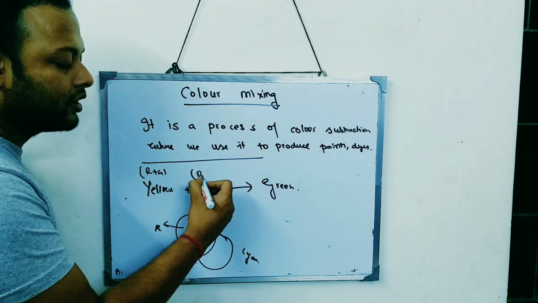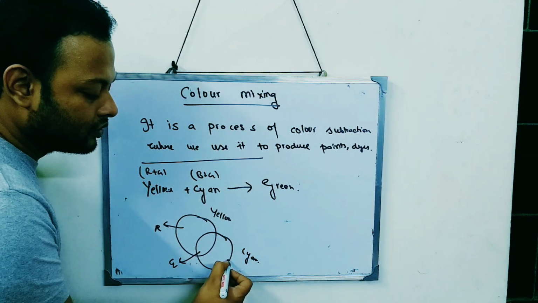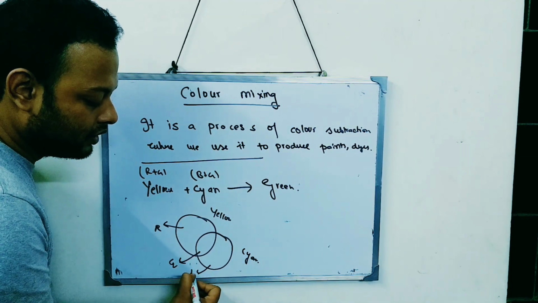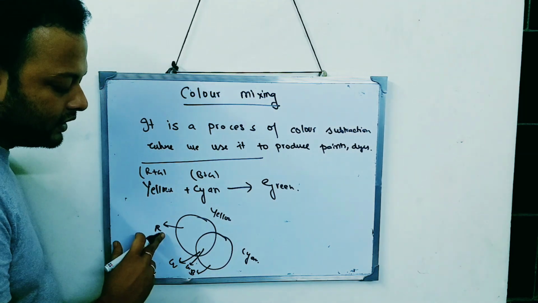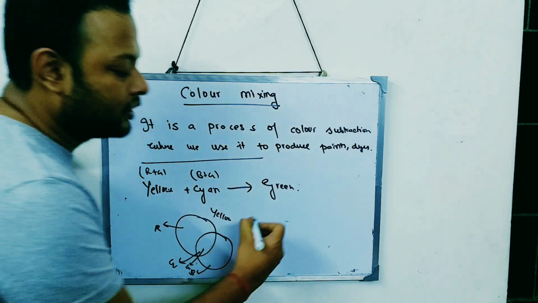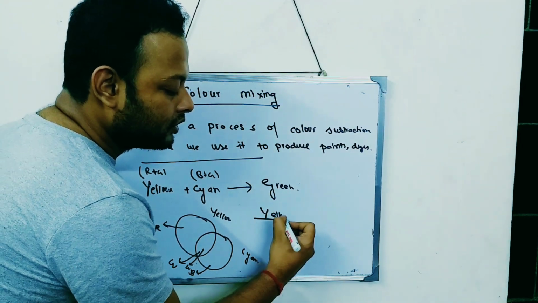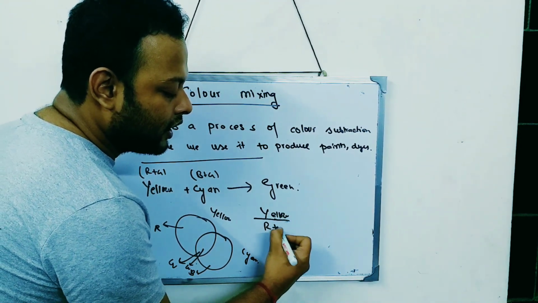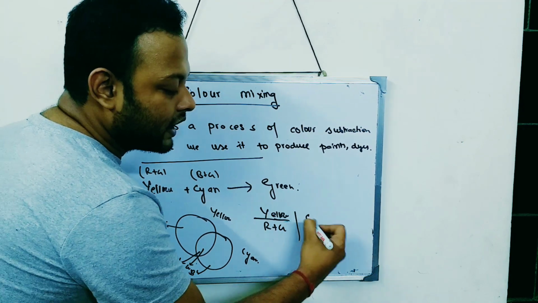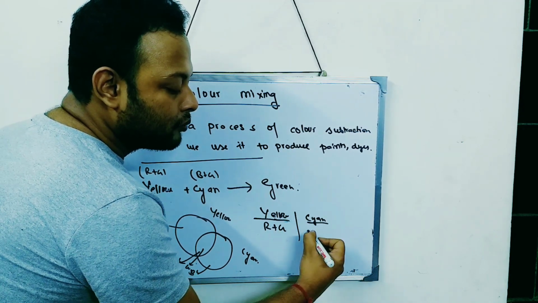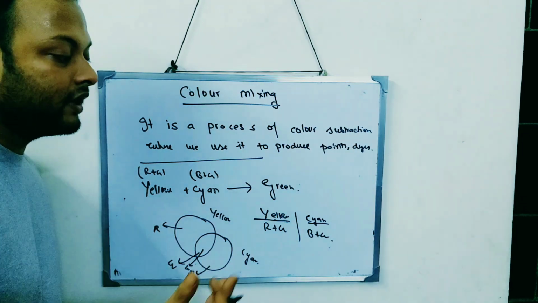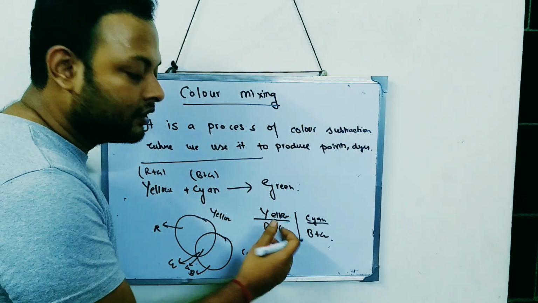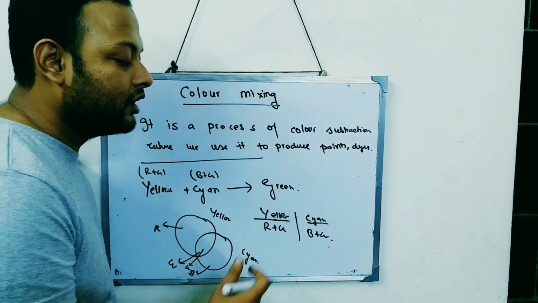Cyan is made up of what? Cyan is made up of blue and green, so cyan will give the blue color and also the green color. So you can see yellow gives red and green, and cyan gives blue and green. Yellow reflects red and green, and cyan reflects blue and green.